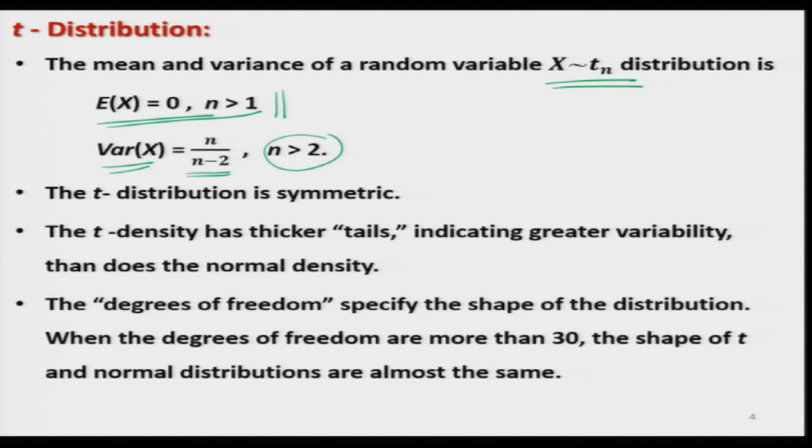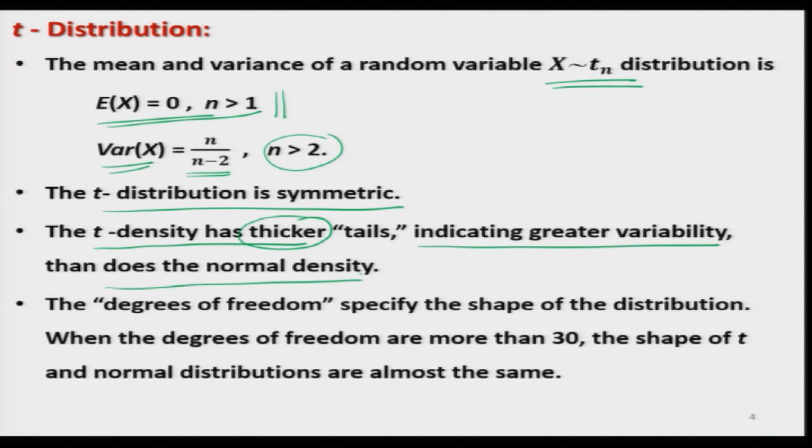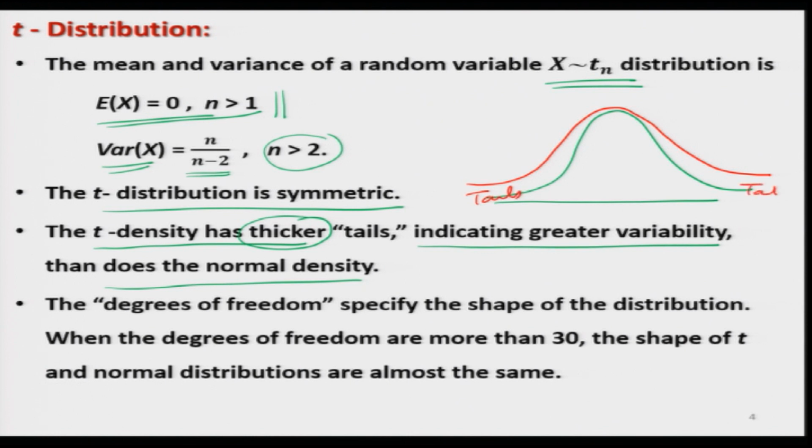And some properties of this t distribution: the t distribution is symmetric, and I will show you that it is very similar to the normal curve, right. But the difference is that the t density has thicker tails in comparison to the normal distribution, and this indicates greater variability than in the normal density. So, it would be like this. If normal here is like this, then this t is going to be here like this. I will try to show you, but it will be like this. So, these are actually the tails, right.